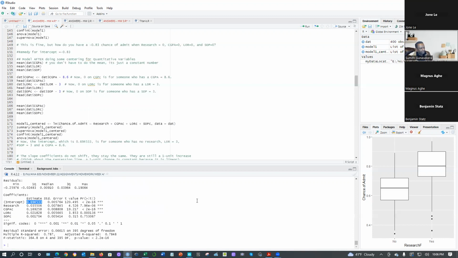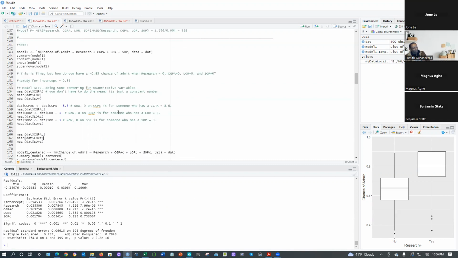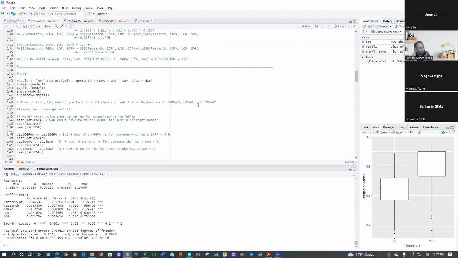So anybody who has zeros for pretty much everything, they still have what? Instead of saying, okay, this doesn't make any sense, I have a negative, how am I going to remedy this situation and explain it to my boss or audience? You say, no, just don't worry, the negative can be taken care of. Even though they have a 0 GPA, there's no negative chance of admit. There's no such thing. That doesn't make sense.